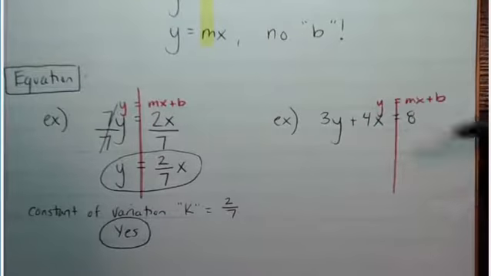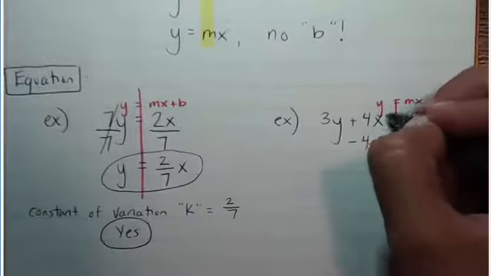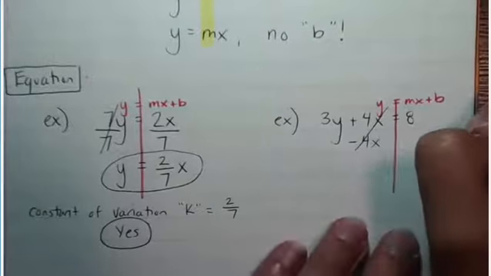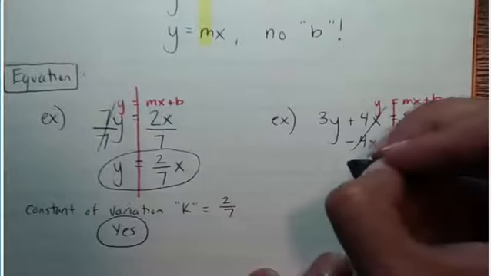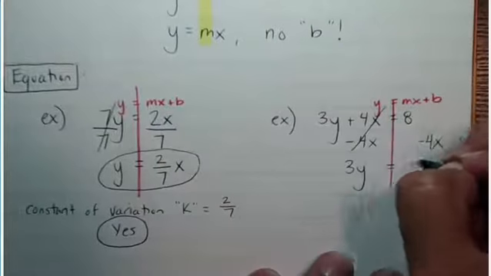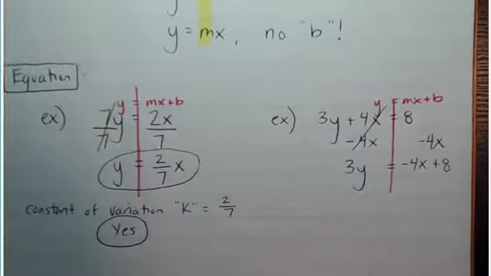How do I get rid of this 4x and move it to the other side? I'm going to subtract 4x on both sides. Remember, we write it off to the side because I can't combine these like terms. So I'm left over with 3y is equal to negative 4x plus 8.